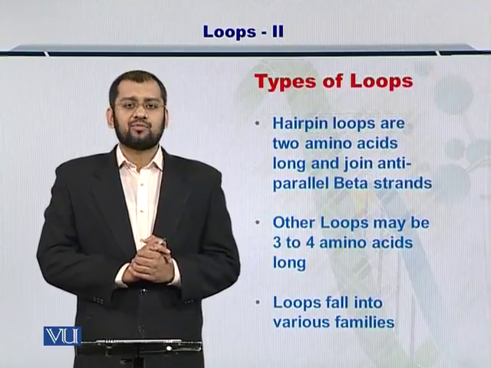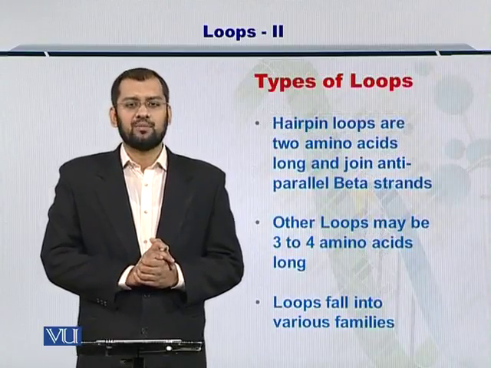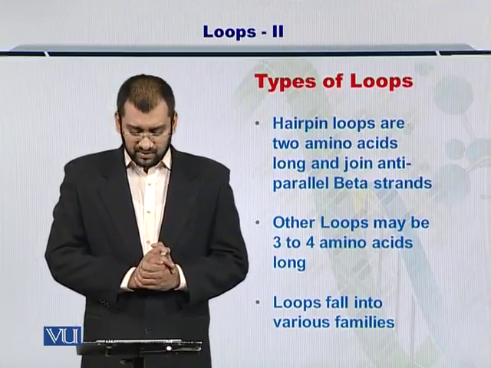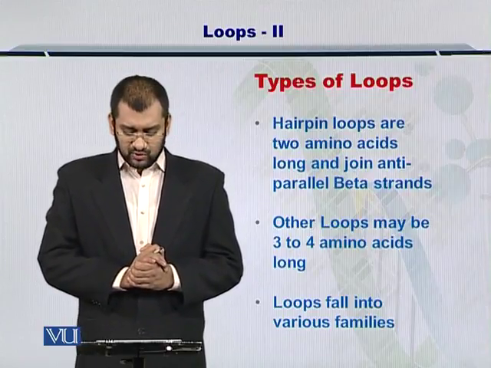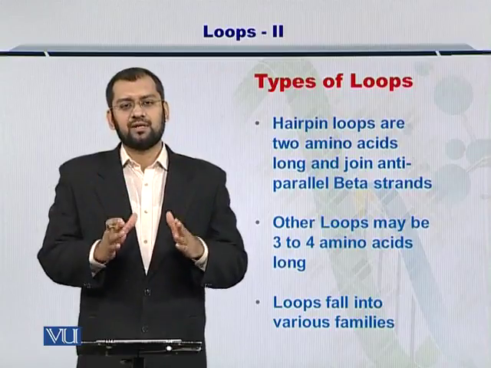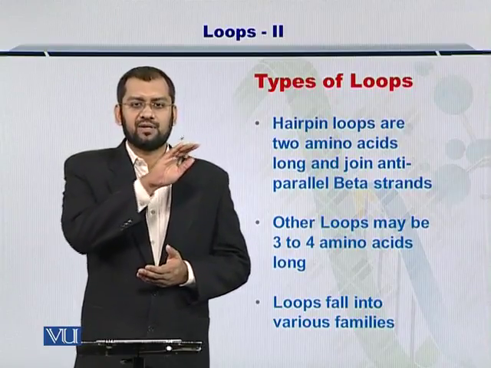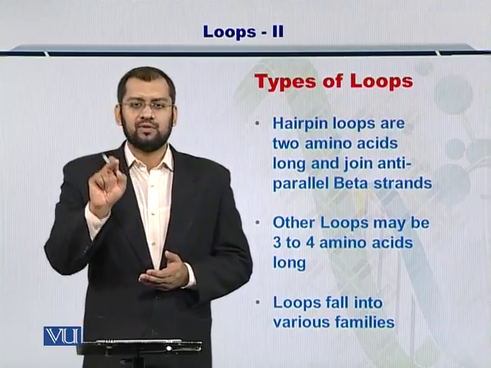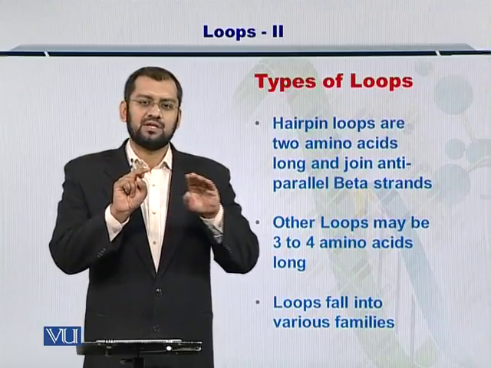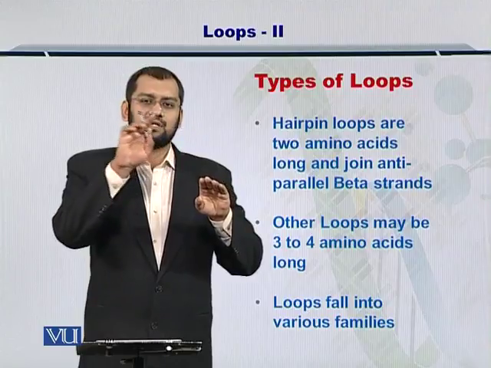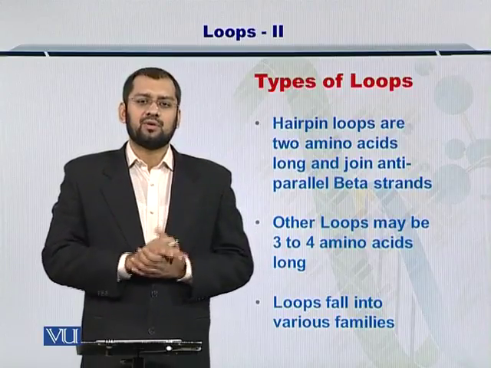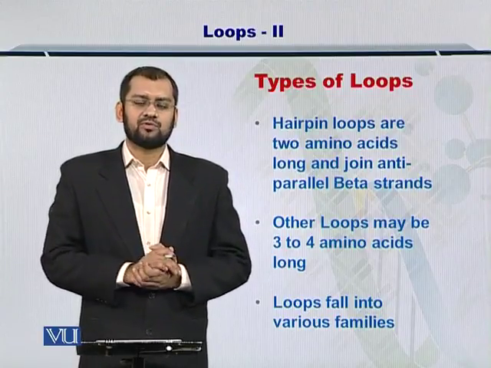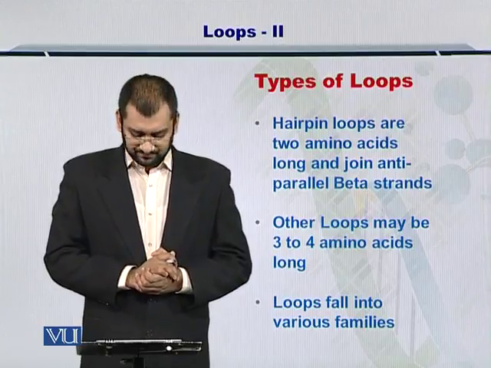Now there are various types of loops. For instance, the hairpin loop. The hairpin typically joins two anti-parallel beta sheets, and therefore if a beta sheet is going in this direction, a hairpin loop will join it with a different beta sheet in order for the beta sheet to take a turn. In other words, such loops are also called the turn loops.